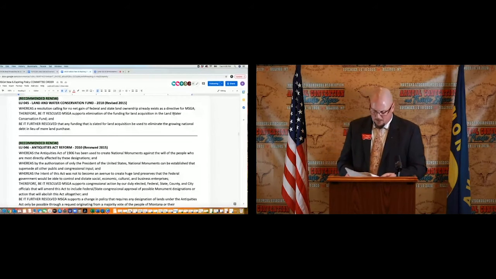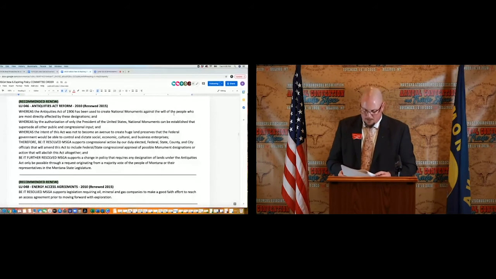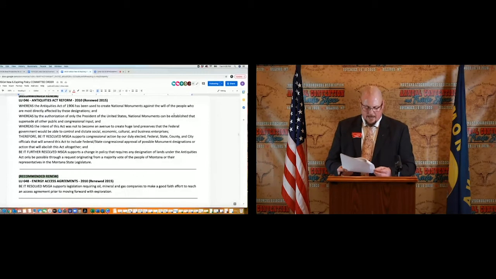Recommend renew, LU 046, Antiquities Act reform. Therefore, be it resolved, MSGA supports congressional action by our duly elected federal, state, county, and city officials that will amend this act to include federal and state congressional approval of possible monument designations or action that will abolish this act altogether. And be it further resolved, MSGA supports a change in policy that requires any designation of lands under the Antiquities Act only be possible through a request originating from a majority vote of the people of Montana or their representatives in the Montana State Legislature.